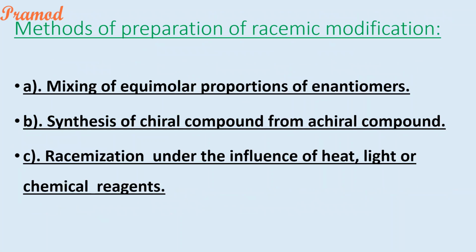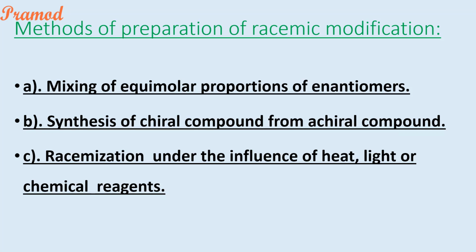Now, different methods for racemic modification: how to convert an optically active compound into a racemic mixture. The best method is physical mixing of equimolar proportions of both enantiomers. Next is synthesis of a chiral compound from an achiral compound. Let's take an example of a carbonyl compound, which you react to form an alcohol. A carbonyl does not contain a stereogenic center, but when converted into an alcohol you get a stereogenic center, so two possible configurations can be attained.